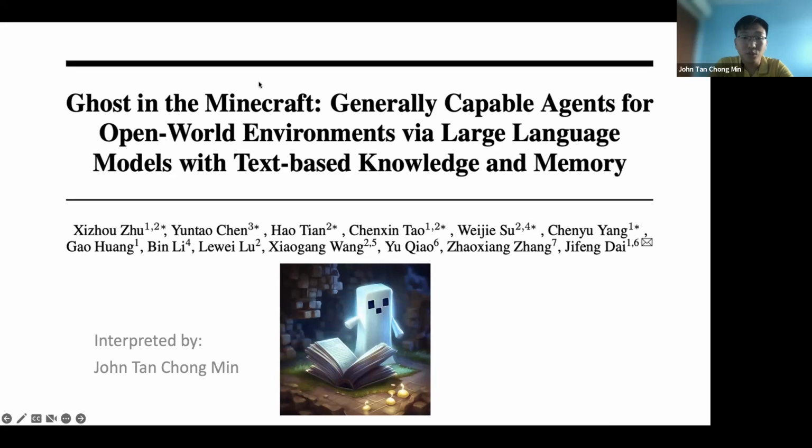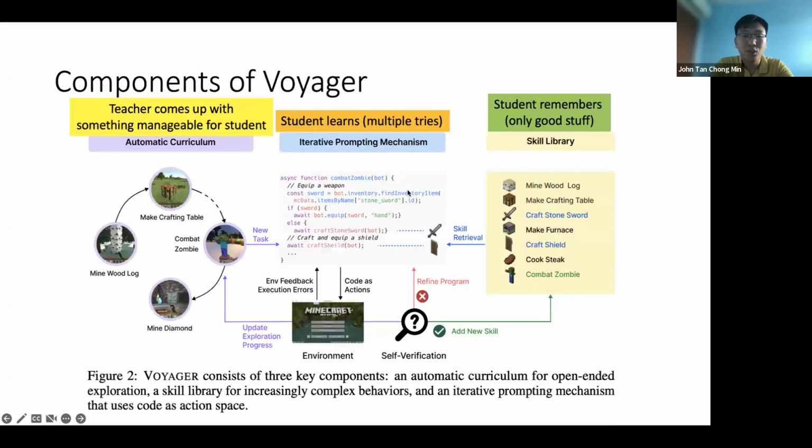All right, so let's begin by recapping what we had last week. Last week we did Voyager, and Voyager's structure comprises three main parts. The first part is the curriculum, whereby a large language model will be given what task has succeeded and what task has failed for the particular student, and it will then come up with the next task out of a list of tasks. What's the next task to give the student?